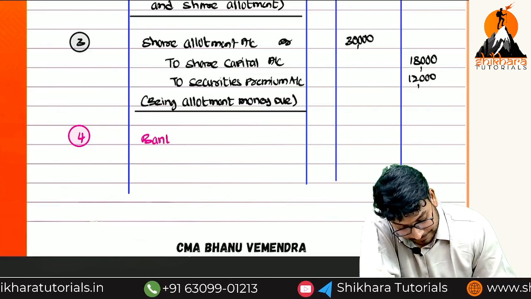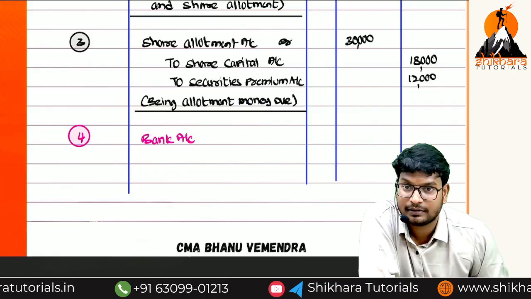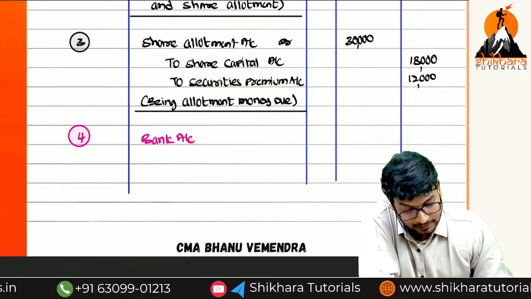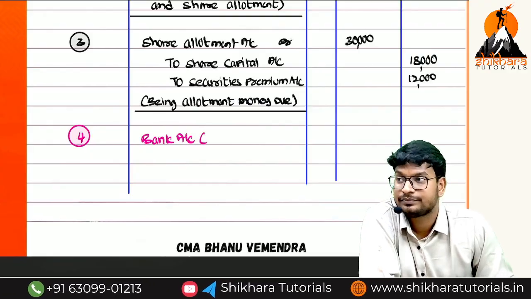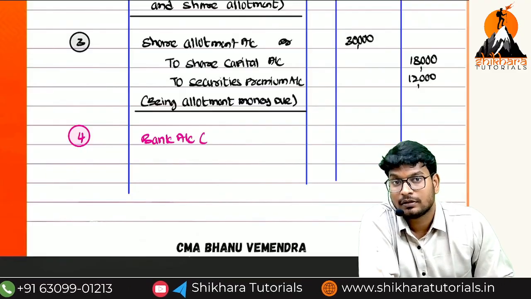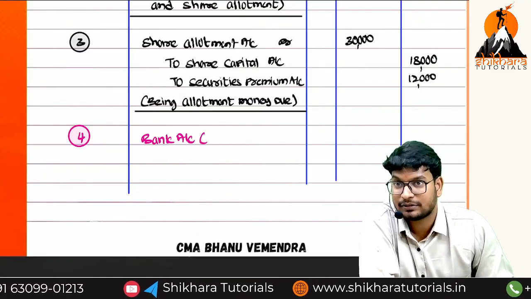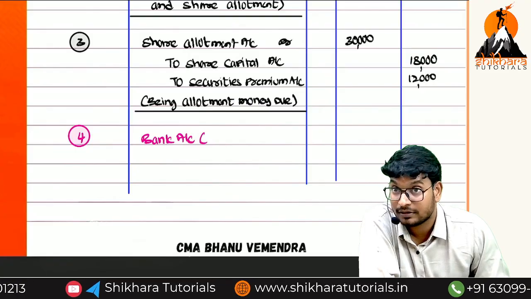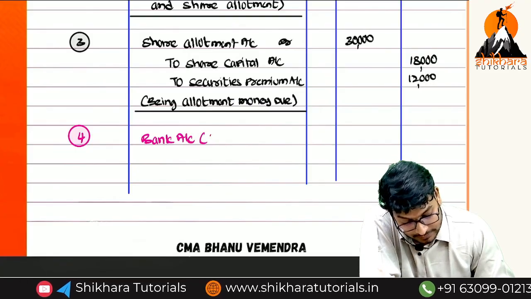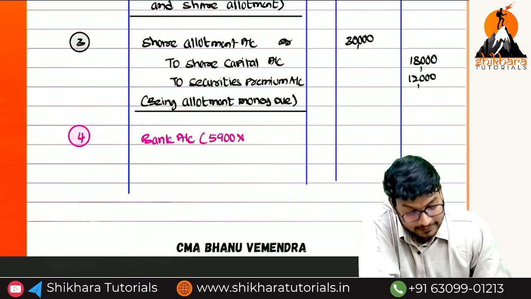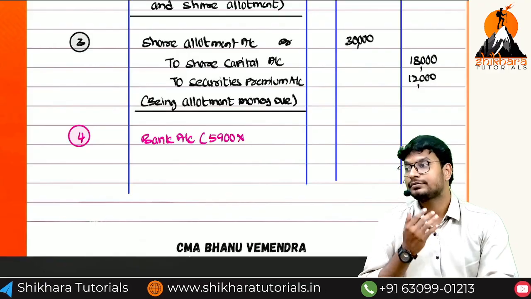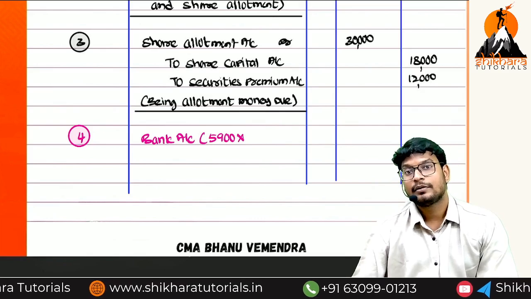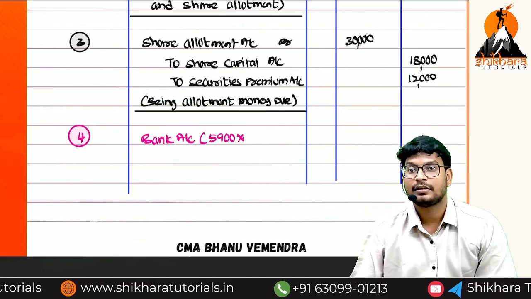What is coming into the picture? Bank account debit. On how many shares have we received the amount? Even though we have 6,000, we have not received on 100 shares. That is equal to how much we are going to get? 5,900 into how much amount we have to receive? 5 rupees we have to receive. 0.5 we have already received at the time of application only.